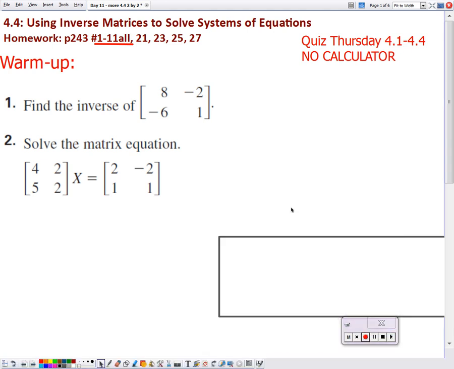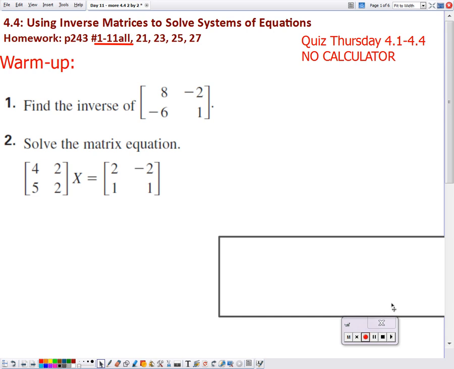Okay, this video is the second day of section 2.2 in your textbook. Yesterday we talked about using inverse matrices to solve matrix equations, and today we're going to talk about using inverse matrices to solve systems of equations. So please pause the video and work on this warm-up assignment.